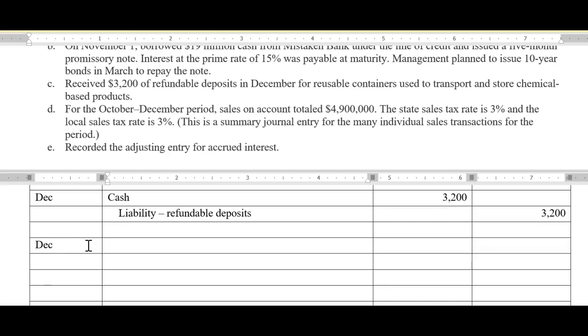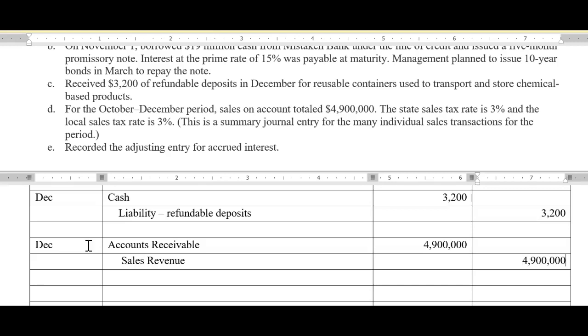The sales on account were $4,900,000. So that tells us we need to debit our accounts receivable to actually increase the balance there for the $4,900,000. Then what are we going to credit to offset it? Well, in this case, it would simply be sales revenue, $4,900,000. Now, wait a minute.